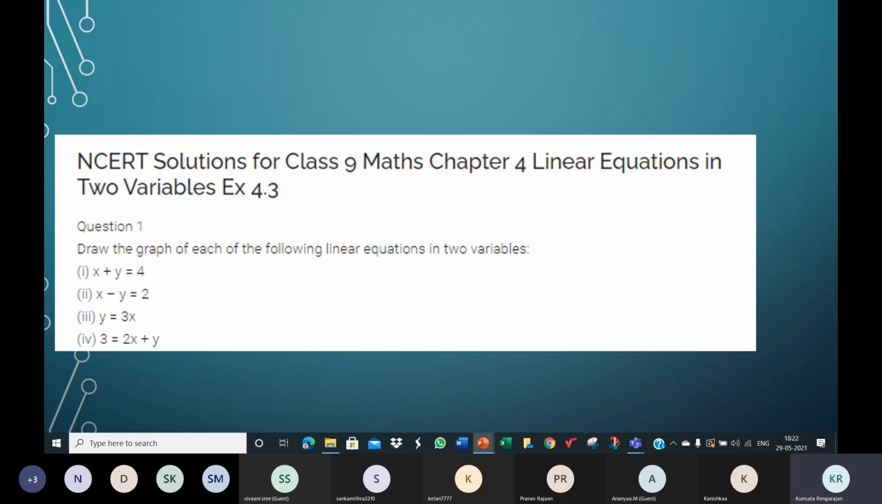Kanishka, your next graph is correct? And also, Pranav, why have you found so many points? It's enough if you find 3 points to plot. 1, 2, 3, 4, 5, 6, 7, 8, 9, 10 points. You don't have to find so many and plot. 3 will do.